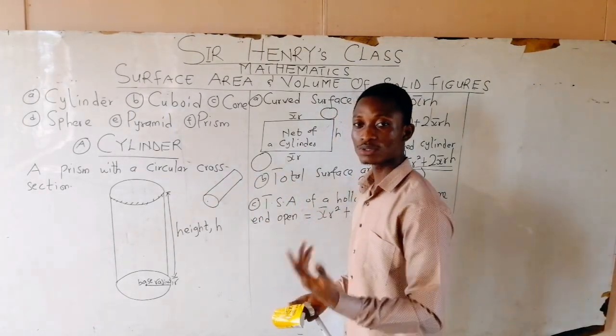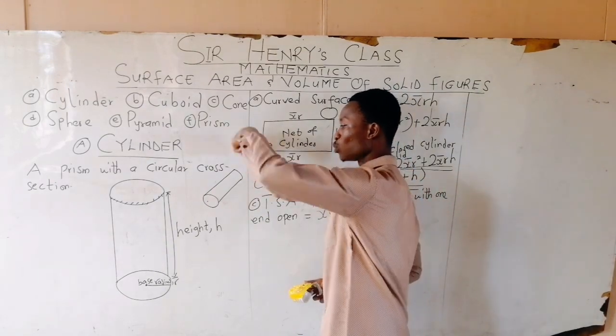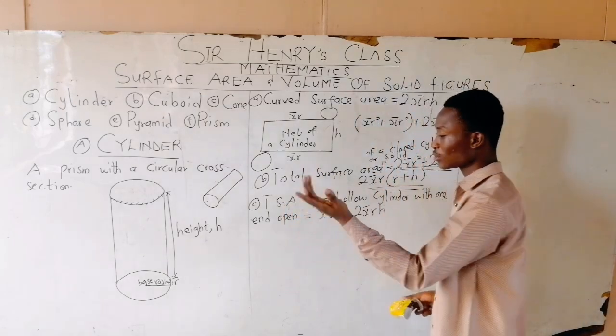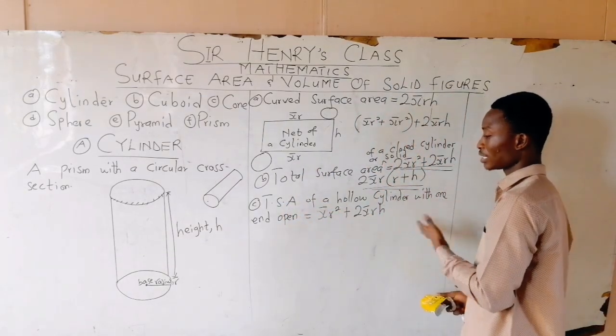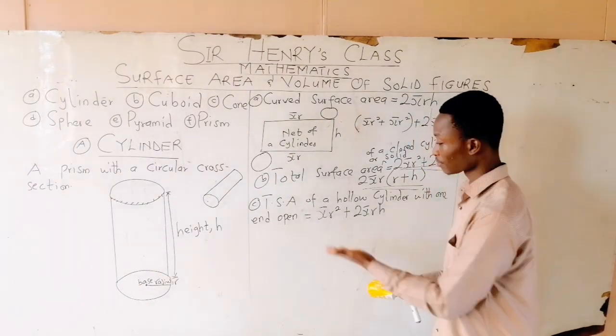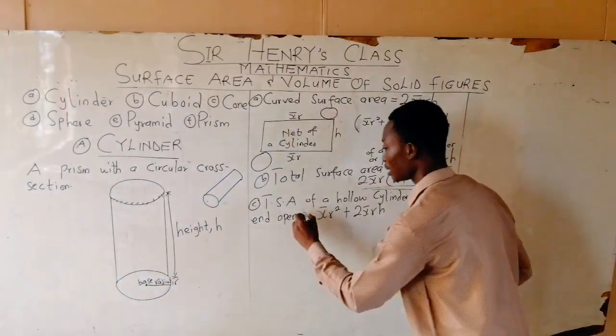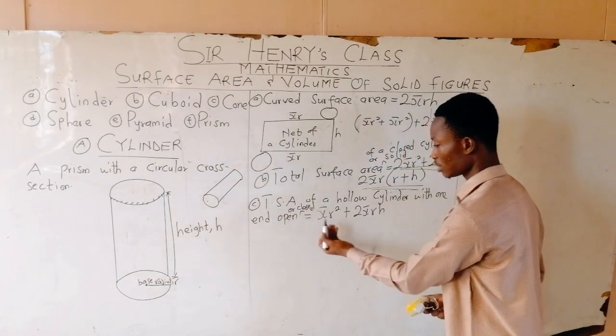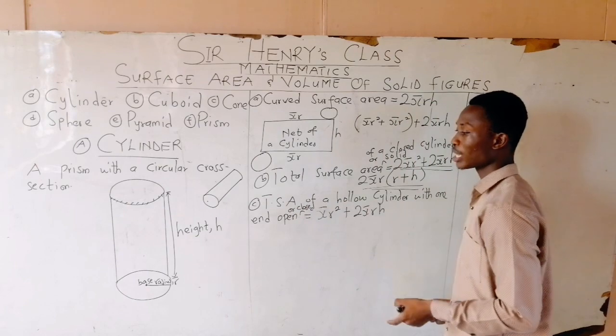So how can I also say this? One end closed, the other end open. So it is, find the total surface area of a hollow cylinder with one end open or one end closed. This is your formula. So one end open or closed. This is your formula. Pi r squared plus 2 pi r h.